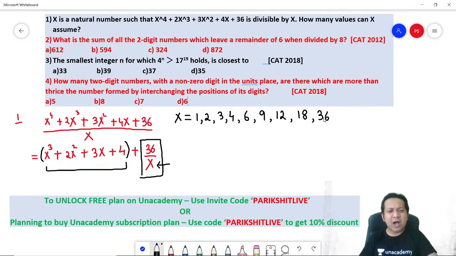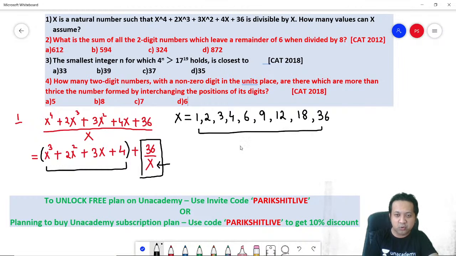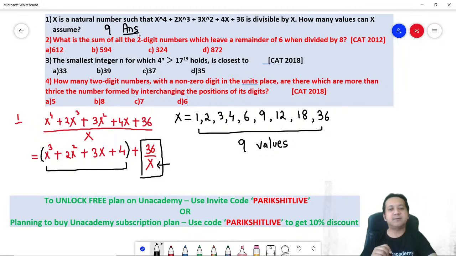Will you agree? So how many values can x take such that the entire expression is divisible by x? Count it: 1, 2, 3, 4, 5, 6, 7, 8, 9. So there are a total of 9 values. It means x can assume 9 values. What's the answer for the first one? 9. That's your answer. Are you following it?